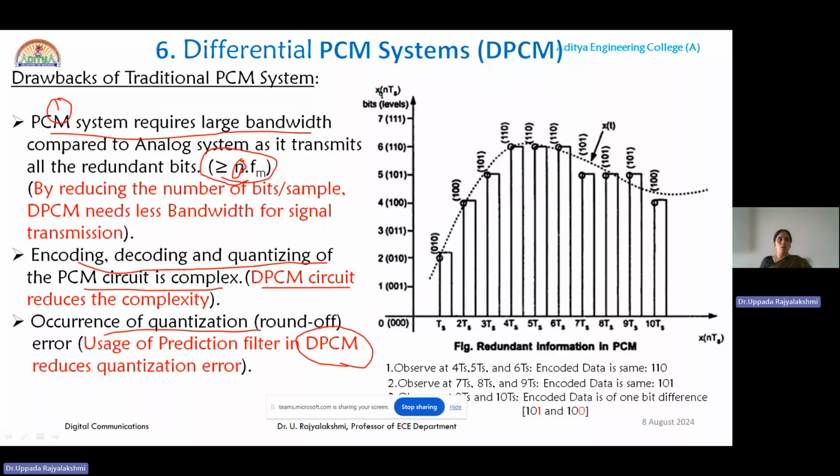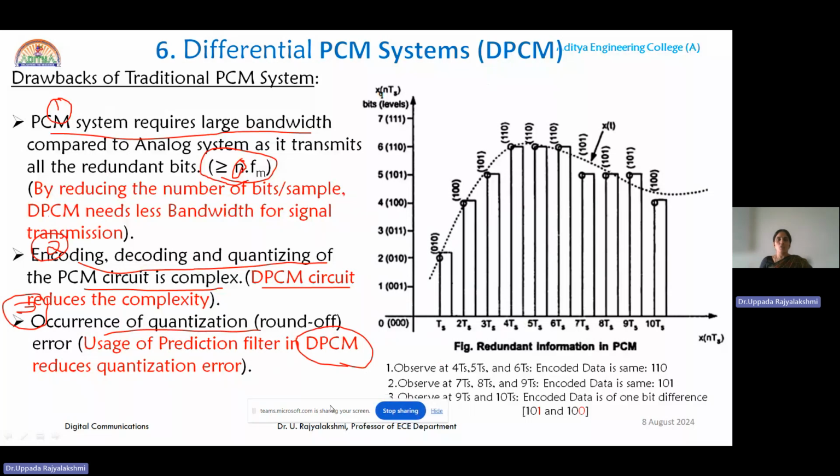So three main drawbacks are there. One is regarding the amount of bandwidth. So a large amount of bandwidth is required. And the second one is that the encoding and decoding process of PCM provides some sort of ambiguity. And the third drawback is the occurrence of quantization error. These three can be eliminated by the use of a prediction filter in the PCM system.